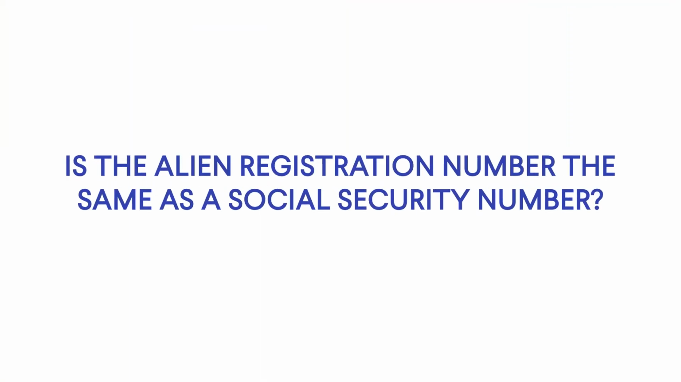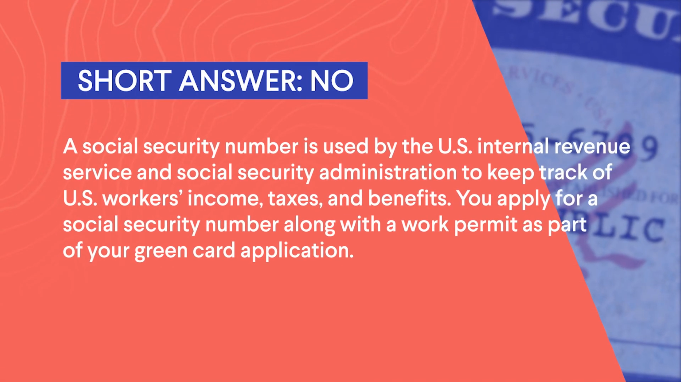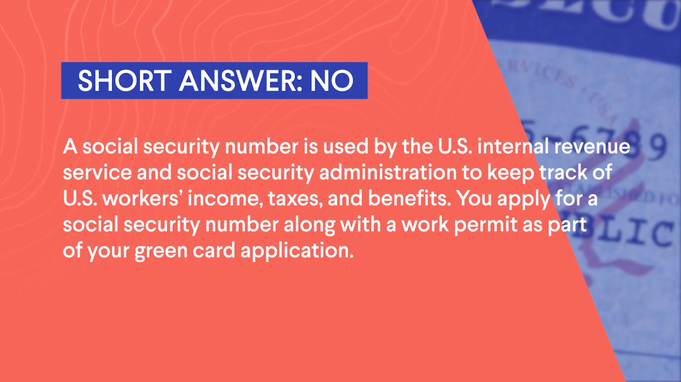Is the alien registration number the same as a Social Security number? Short answer, no. A Social Security number is used by the U.S. Internal Revenue Service and Social Security Administration to keep track of U.S. workers' income, taxes, and benefits. You apply for a Social Security number along with a work permit as a part of your green card application.